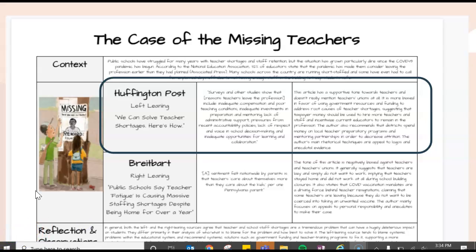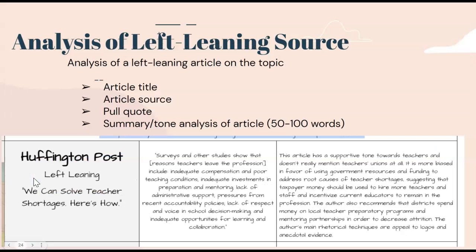When you're ready to write your analysis of your left-leaning source, this is the procedure you should follow. In your left-leaning source analysis, you'll want to have your article title, where you found it, a pull quote that encapsulates some of the author's beliefs, and then an analysis or summary of the author's tone. This, again, should be between 50 and 100 words.